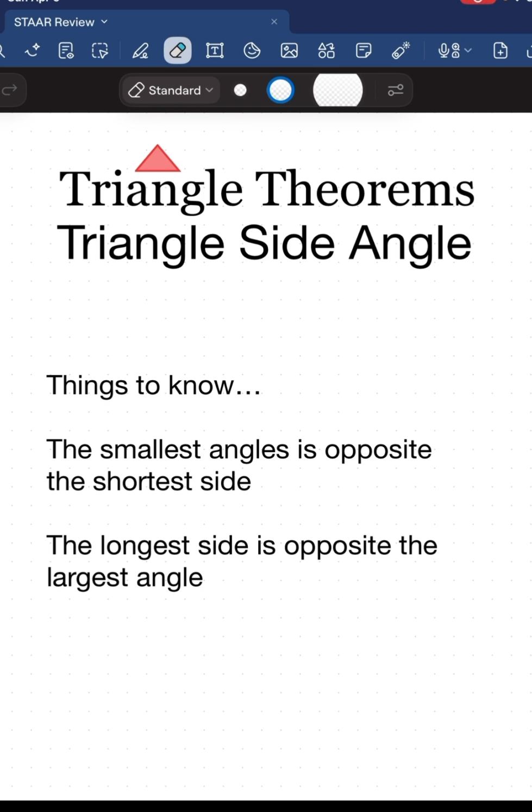This is part two of the triangle theorems: the triangle side angle theorem. Things that we need to know: the smallest angle is opposite the shortest side. And with that same theory, the longest side is opposite the largest angle. Let's practice.